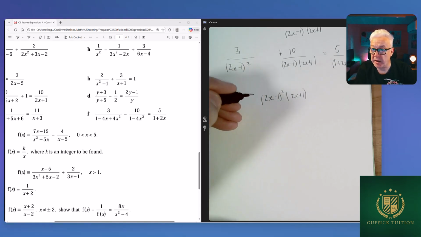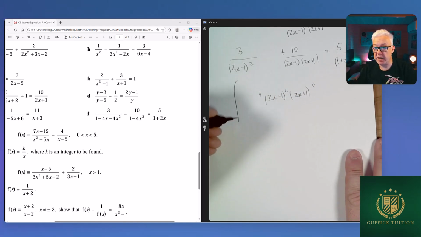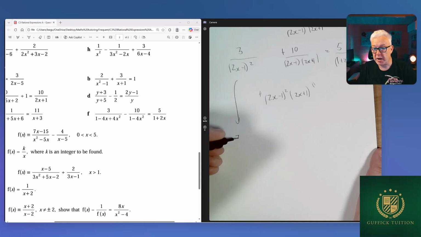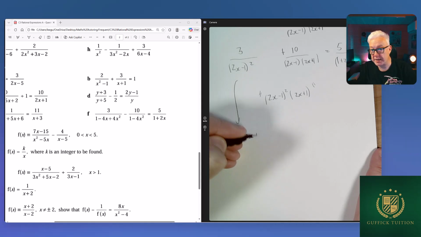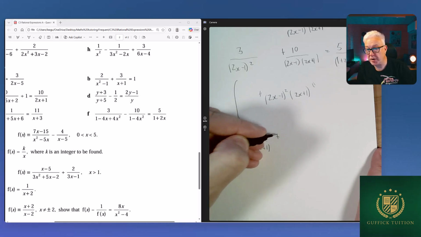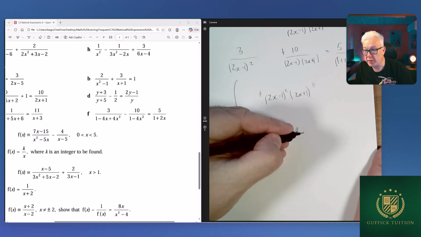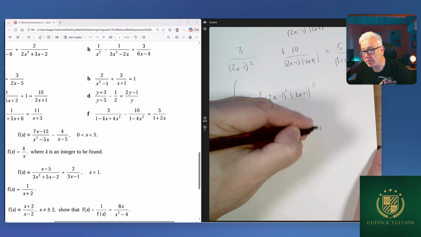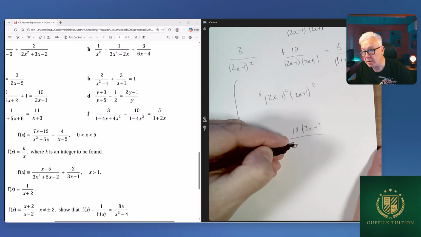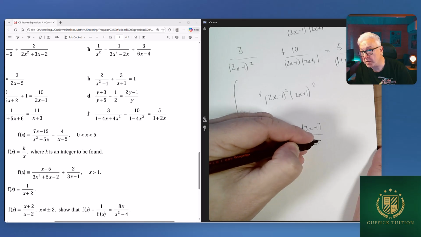We want everything over that common denominator. So this one here is missing the 2x add 1. So we're going to have 3 times by 2x add 1 over 2x minus 1 squared times by 2x add 1. This one in the middle is missing one lot of 2x minus 1. So we're going to multiply the numerator and the denominator by 2x minus 1. So that's now got that common denominator there.